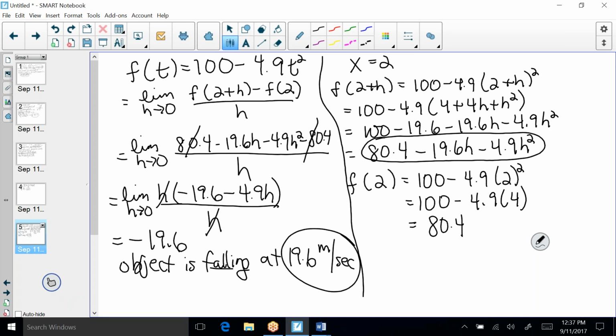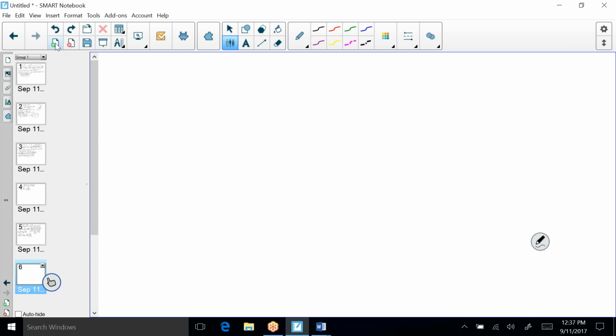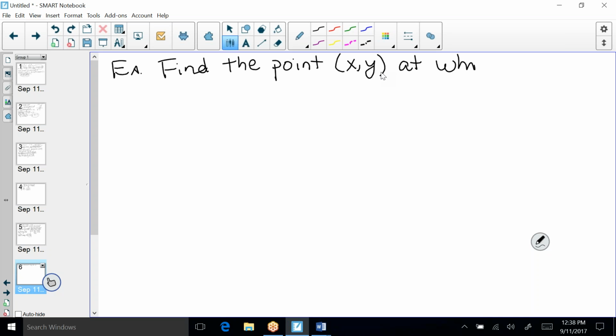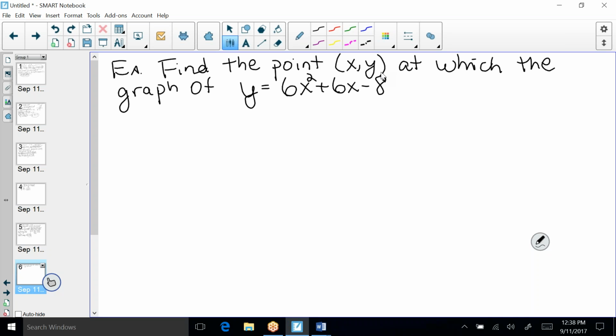All right, I want to do another example that's not in your notes, but this one will help you with your homework a little bit, so you'll have to get out a separate piece of paper for this. So here's the problem. Let's find the point. So already we're looking at something different because we're finding a point. The other ones we were finding a rate of change or an equation of a tangent. But now we're going to find the point, x comma y, at which the graph of y is equal to 6x squared plus 6x minus 8 has a horizontal tangent.